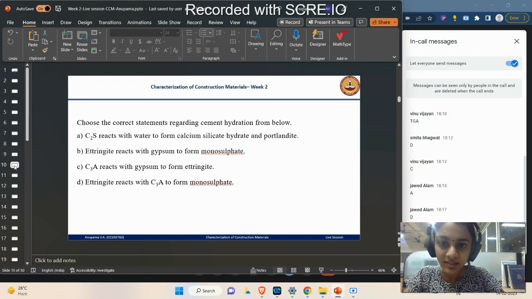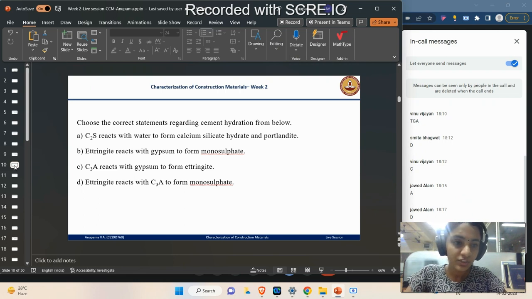Choose the correct statements regarding cement hydration from below. The first statement says C2S reacts with water to form calcium silicate hydrate and portlandite. Option B, ettringite reacts with gypsum to form monosulfate. Option C, C3A reacts with gypsum to form ettringite. Option D, ettringite reacts with C3A to form monosulfate.